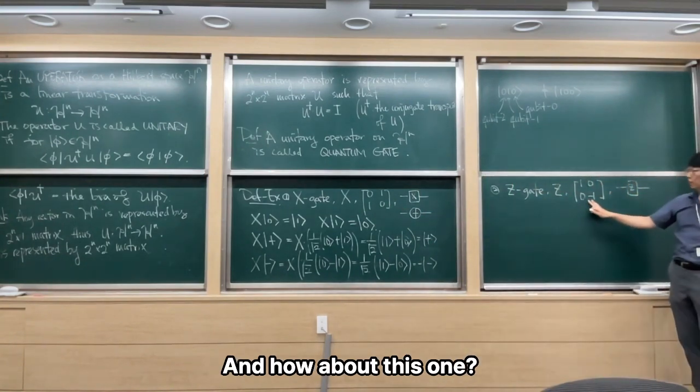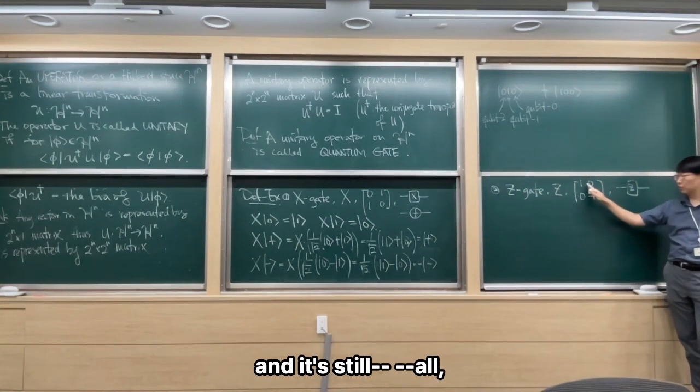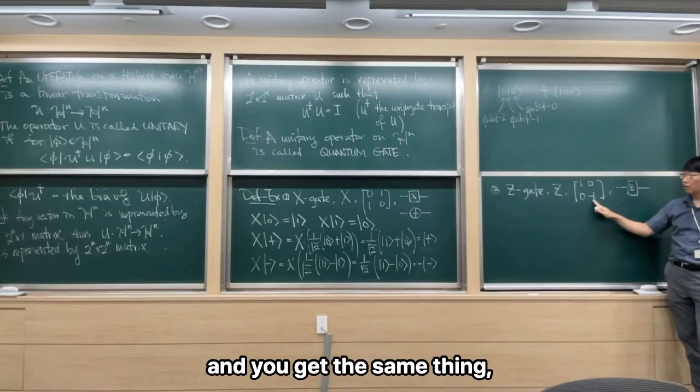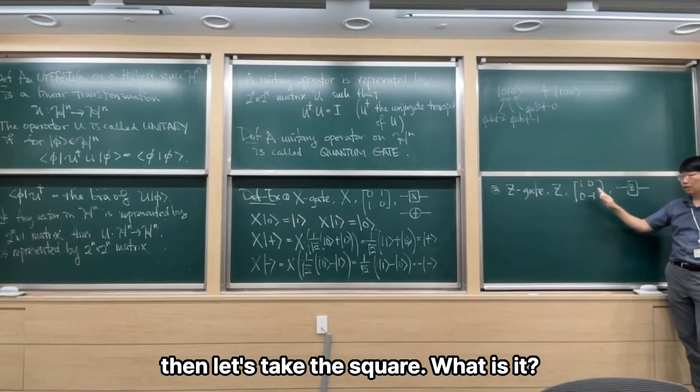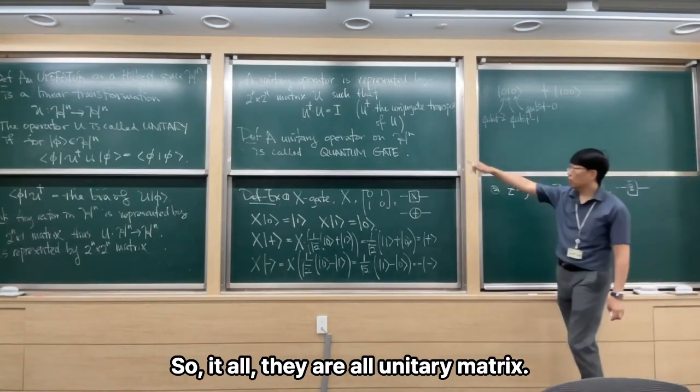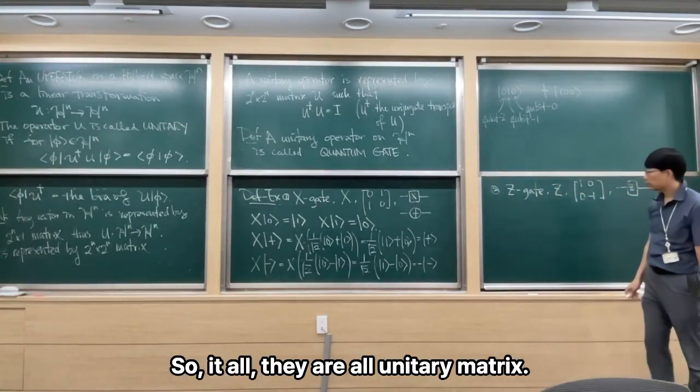How about this one? It's still symmetric, and every entry is real. So if you take the dagger, then you get the same thing. And let's take the square. What is it? Identity again, right? So they are all unitary matrices.